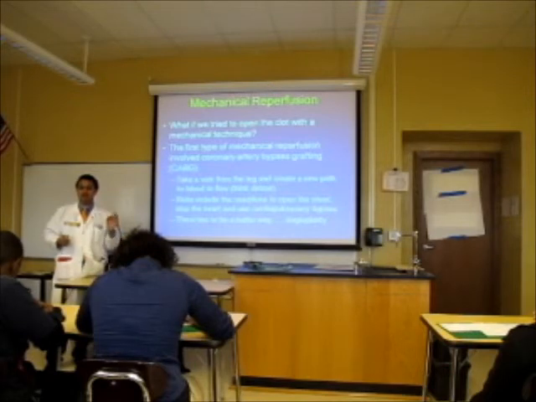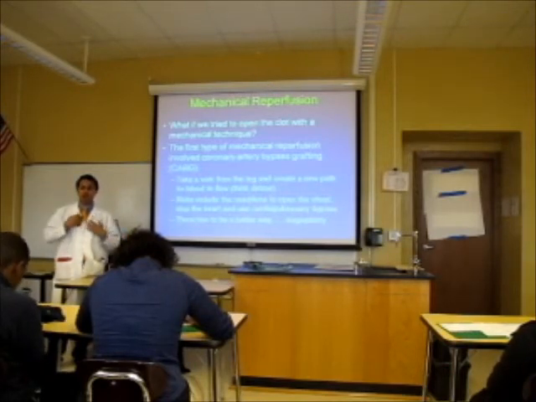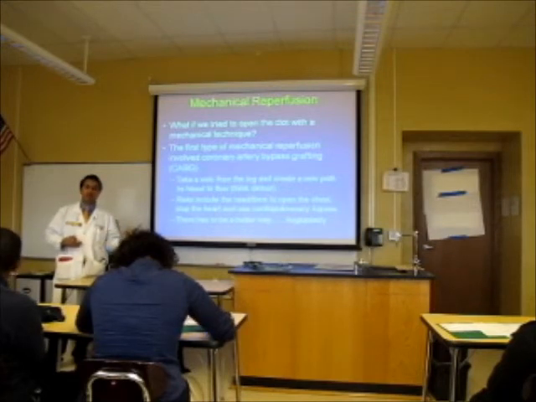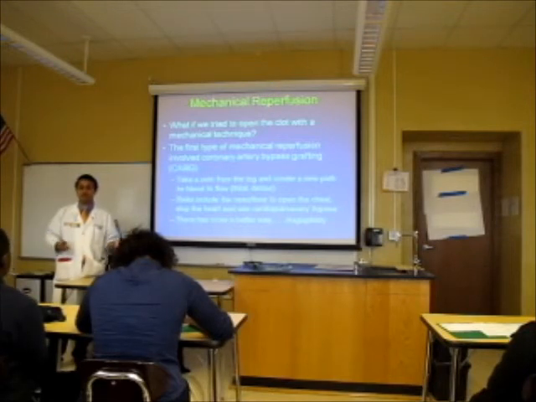You take a vein out of the leg, put it in as a bypass, but to do that requires open heart surgery, which takes a lot longer. And the likelihood that you're going to save the heart muscle from the heart attack is much lower because it just takes much longer.